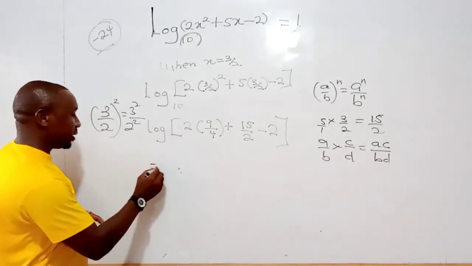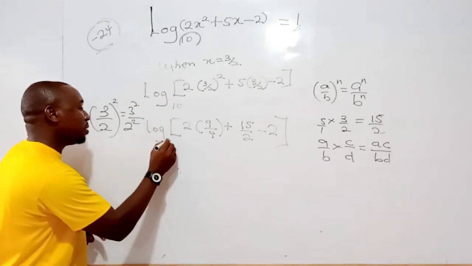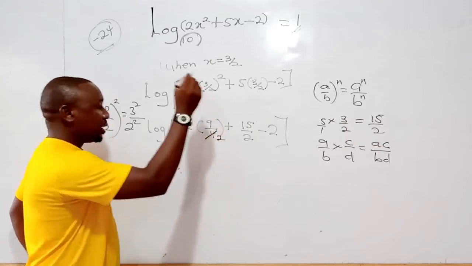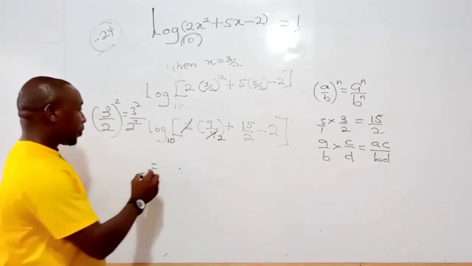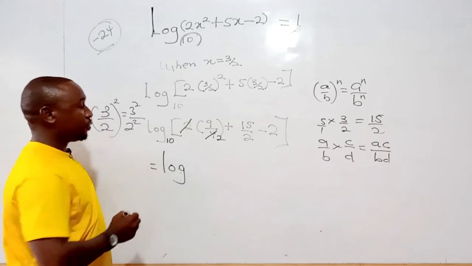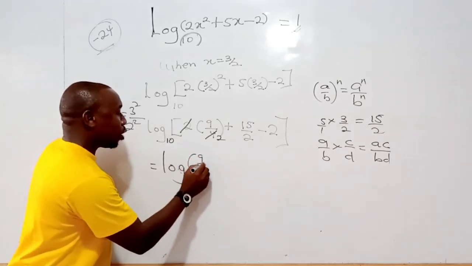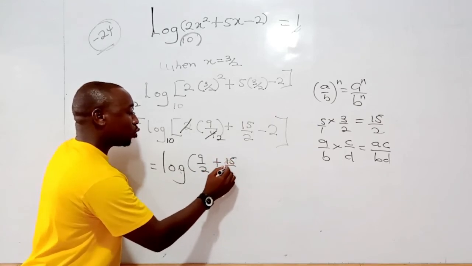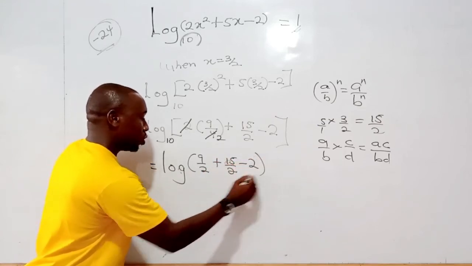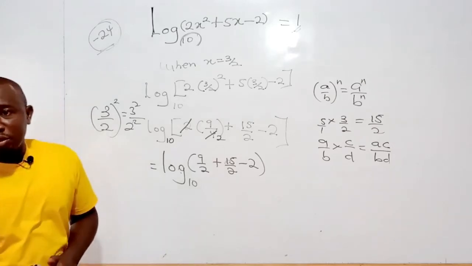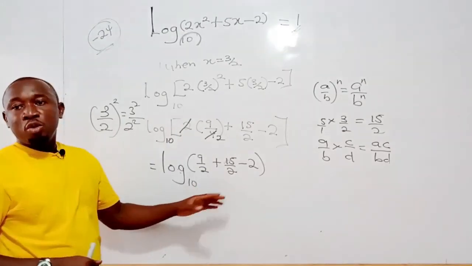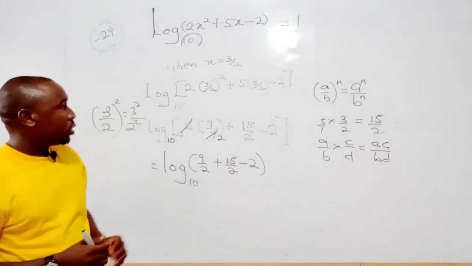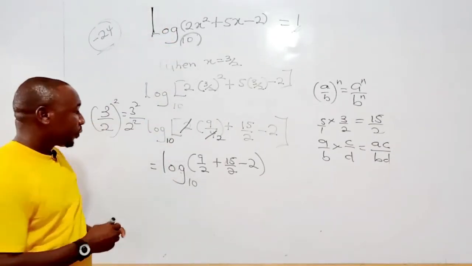Let's look at the next level then. Let's remember it is to the base 10. This 2 here will cancel this 4, and then we'll be having 2 here. The next level will be log of 9 out of 2 plus 15 out of 2 minus 2, all to the base 10. Let us remember what we are doing. We have already gotten our answers, but we want to verify whether the answers make the equation true.